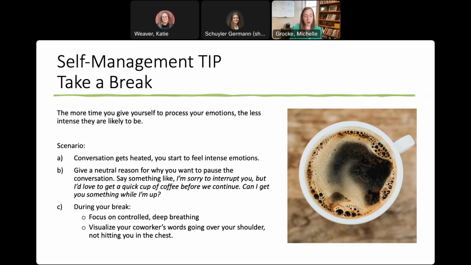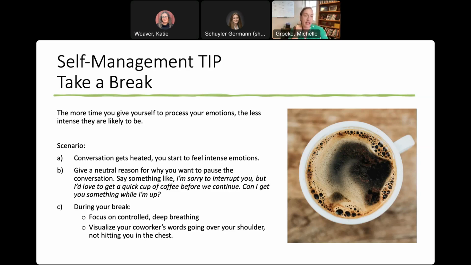All right, another one is taking a break. And this is actually taking a break when conflict gets a little bit heated or when you find yourself with a lot of emotions that are difficult to handle. So the more time, like we keep talking about, the more time you give yourself to process emotions, the less intense they're likely to be. So back to that Plutchik wheel, it'll likely fizzle out to those outer rings with time. So again, reactions tend to be automatic, and we're trying to give ourselves some space from the feeling of the emotion to the reaction.